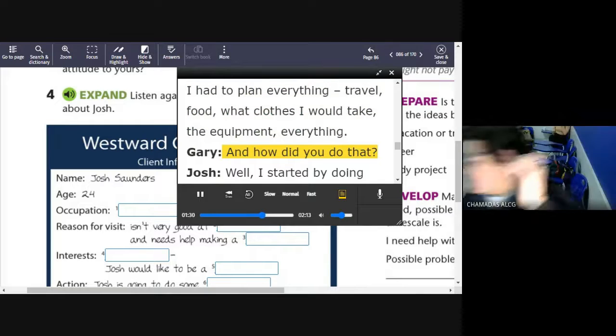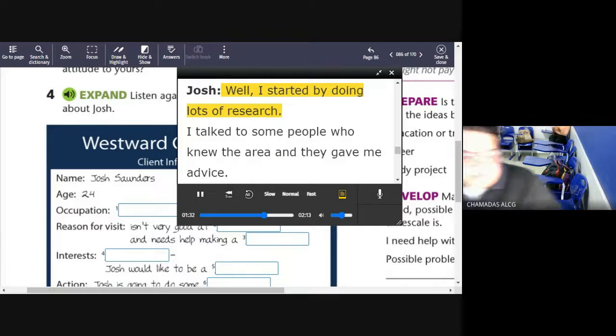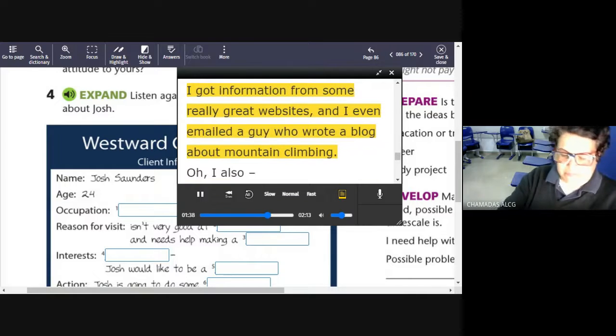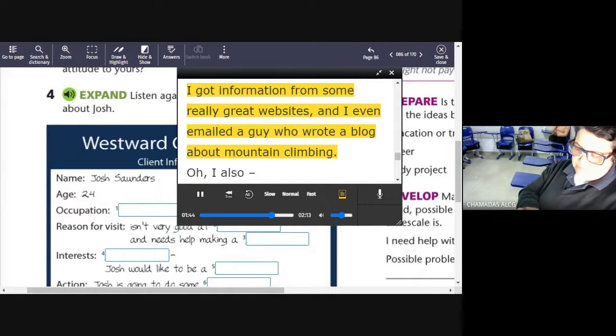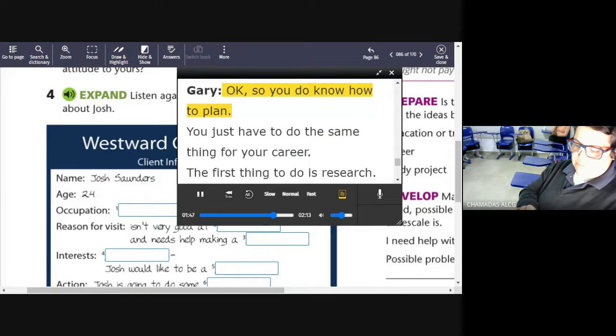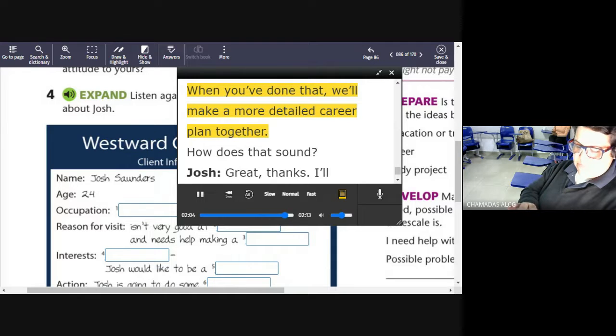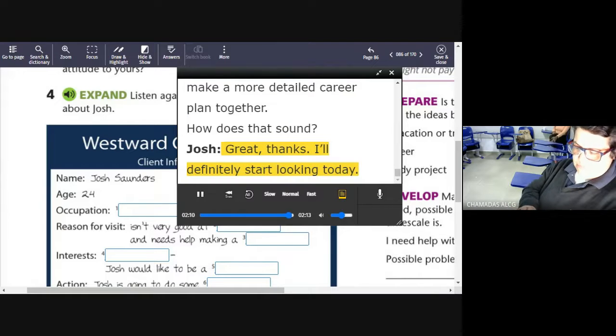And how did you do that? Well, I started by doing lots of research. I talked to some people who knew the area and they gave me advice. I got information from some really great websites, and I even emailed a guy who wrote a blog about mountain climbing. Oh, I also. Okay, so you do know how to plan. You just have to do the same thing for your career. The first thing to do is research. I suggest you find someone who has the job you want and ask them for advice. When you've done that, we'll make a more detailed career plan together. How does that sound? Great, thanks. I'll definitely start looking today.